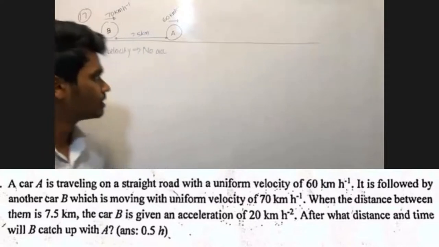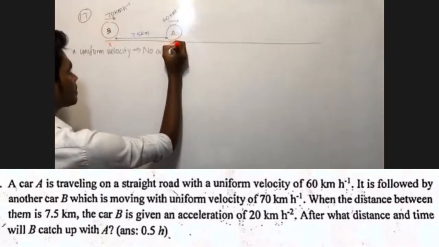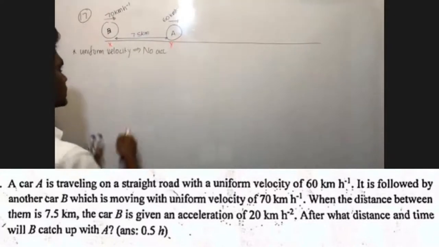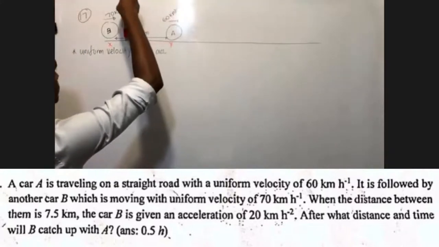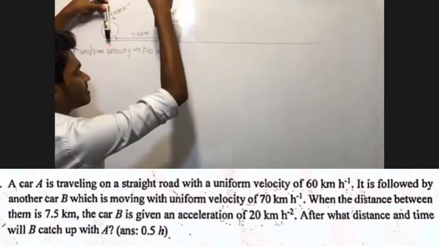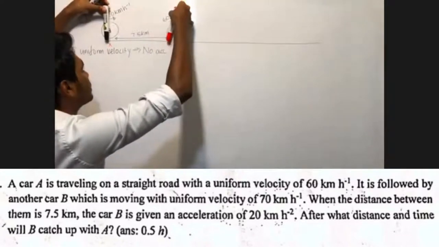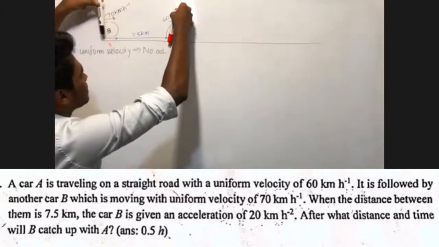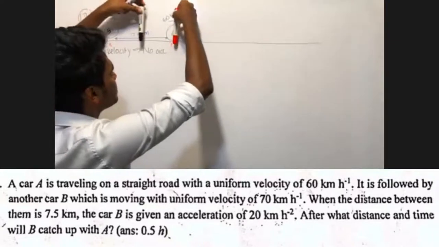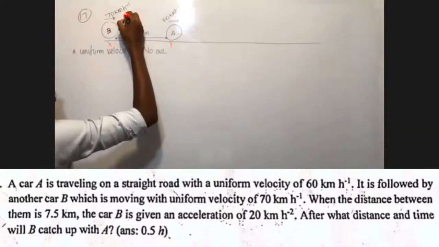Let's consider these points as point X, Y. So guys, it's like this. Initially car A and car B are moving in this way. When car A reaches point Y and car B reaches point X, car A is moving with 60 kilometers per hour velocity. But when B reaches X, he accelerates in order to pass him.